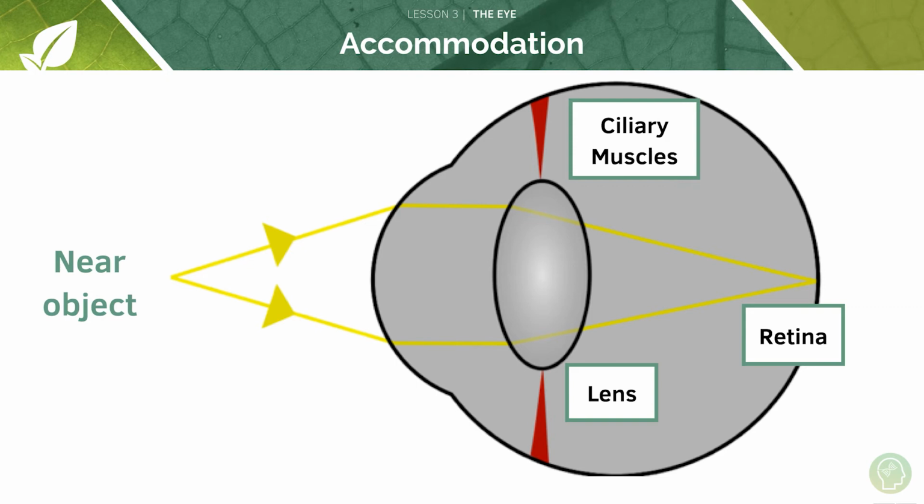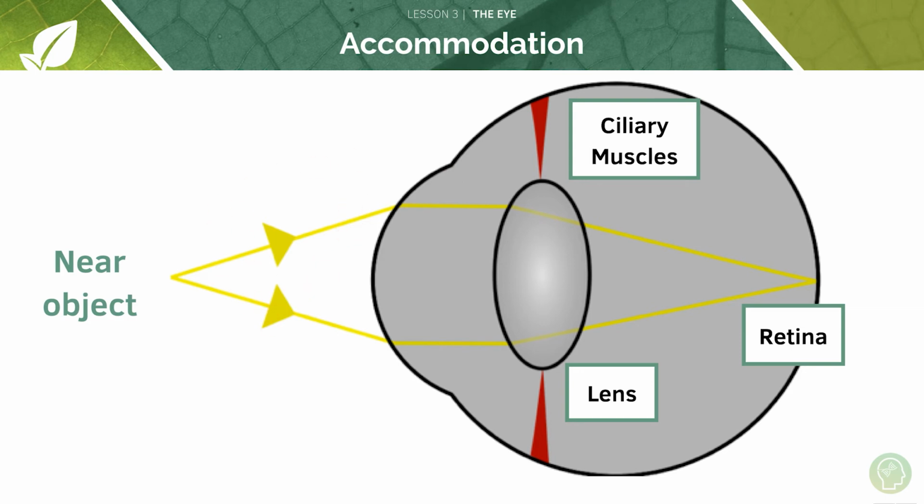So let's have a look at how this works. Let's just quickly recap the structure here. We've got our lens here. These are the ciliary muscles and suspensory ligaments. Your retina is around here, and we can see light coming from a near object in this case, hitting the cornea, getting refracted slightly because it's changing the medium through which it's travelling, and therefore it's being slowed down because it's a denser medium here than outside in the air.